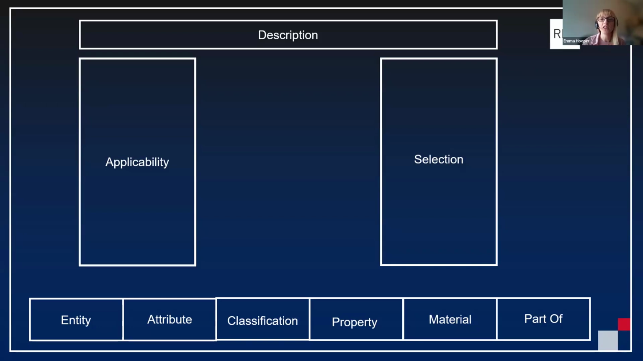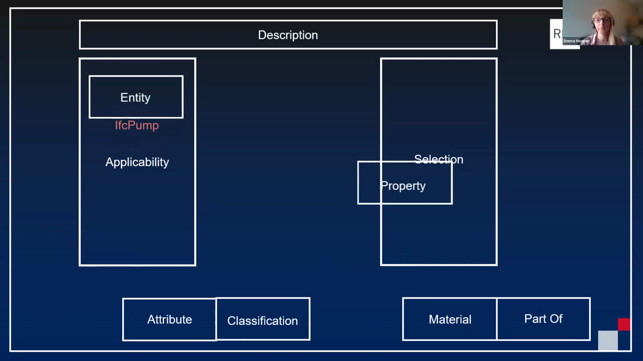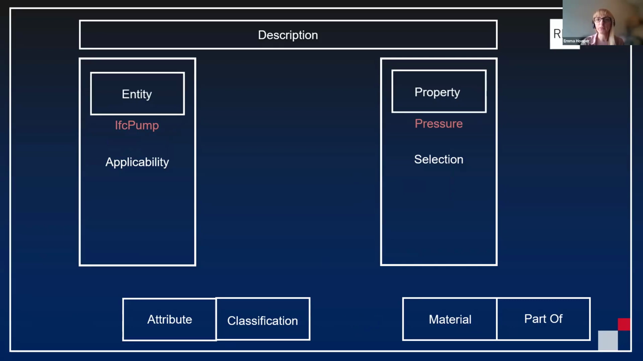What you can do is start to mix and match the facets across applicability and selection. So let's take this example. All pumps must have a property called pressure. For applicability, we take the entity facet and say that the name must be IFC pump. And for the requirement, we take the property facet and say that the name of the property is pressure, but we keep the value blank. So that's a nice simple requirement. But that's only the beginning.